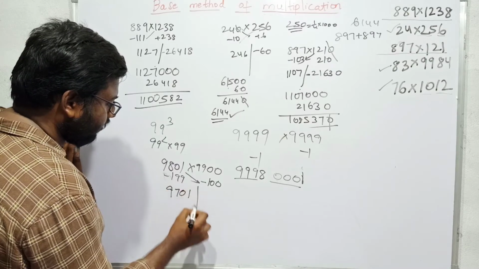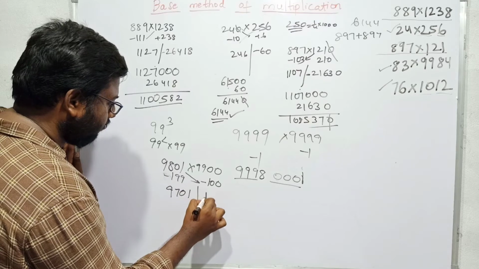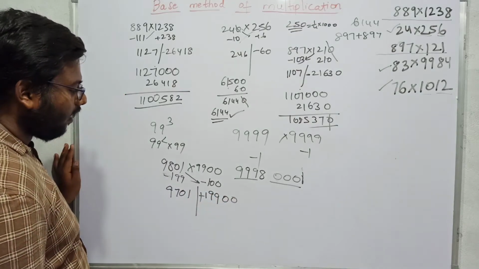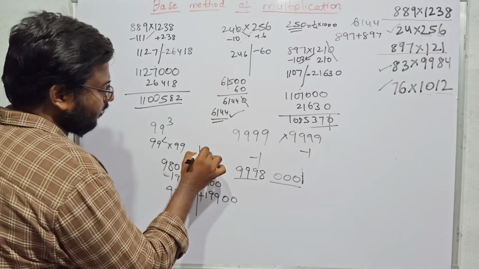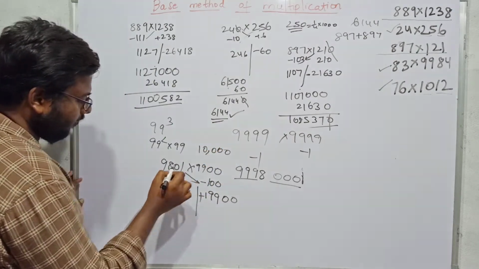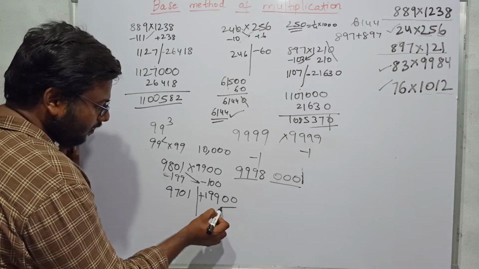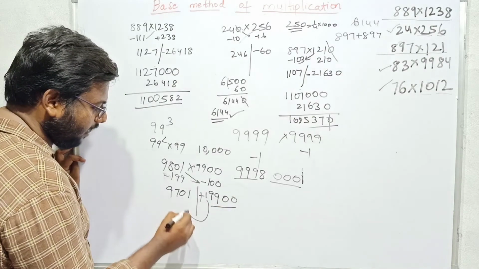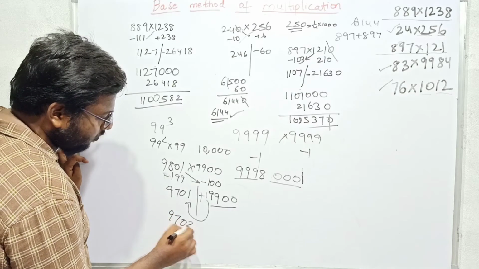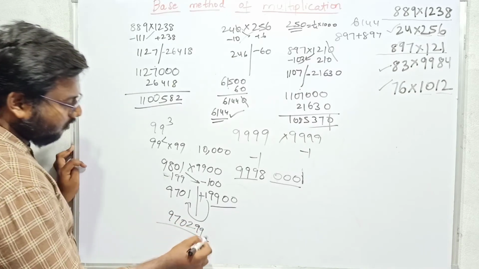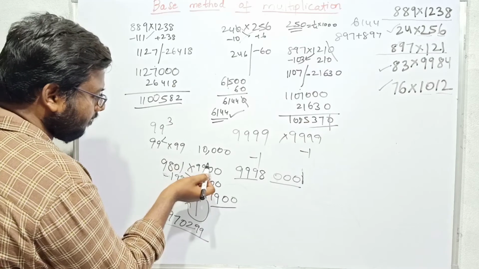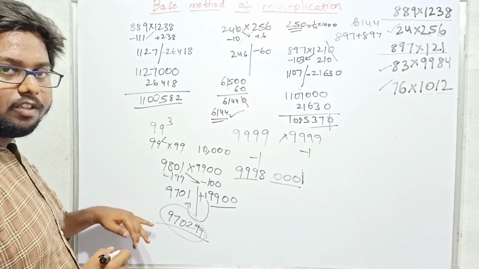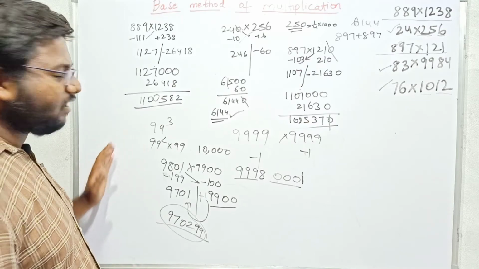This is 9701, and after the slash, if I multiply these two, 19900 plus 19900, and I am operating this on 10,000 because 1 is followed by 4 zeros. So I can drop this as it is, and 1 will be added here. So 97029900, and I can cancel this 00 here and 00 here, so I will get 970299, which is the cube of 99. You can calculate this.